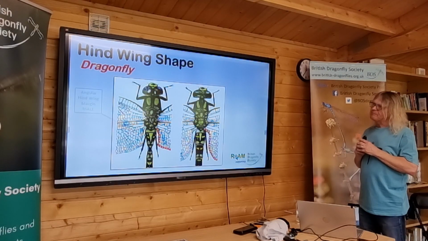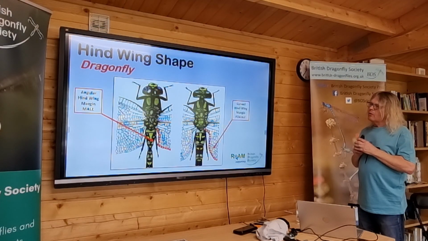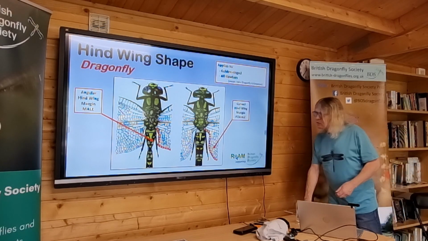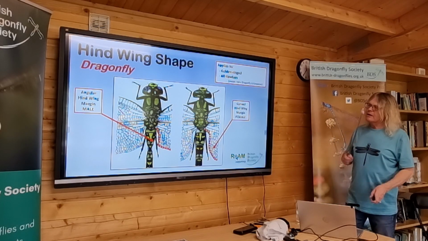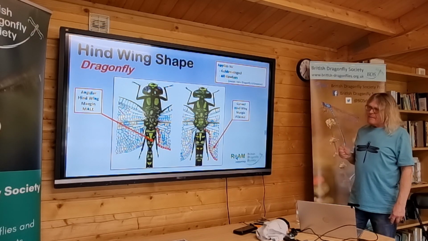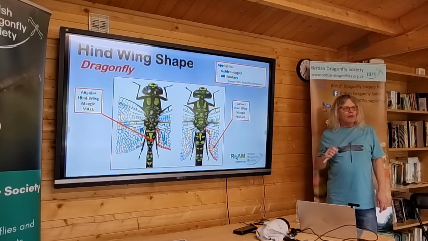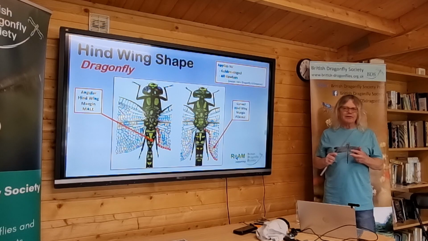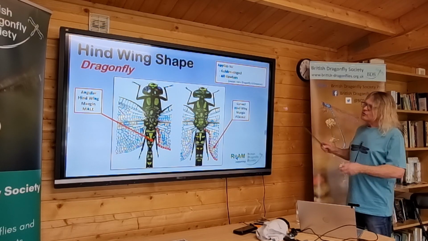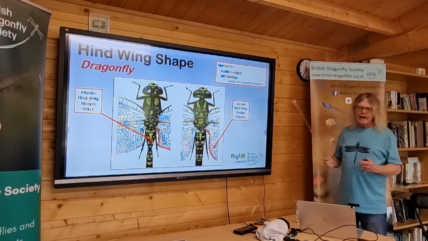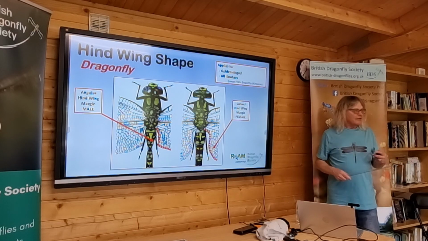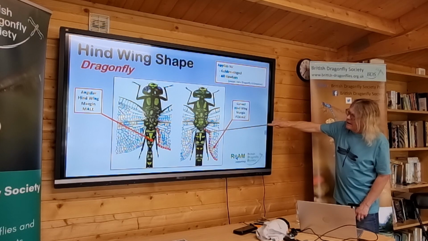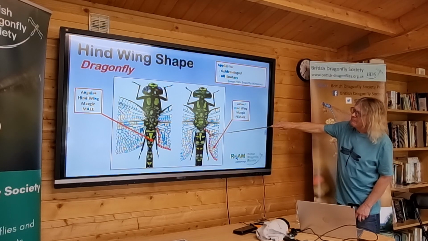Hind wing shape. Now, this is a good way to identify males and females as well, especially in the hawkers. Not the emperor, and not the hawker that's known as the hairy hawker. The hairy hawker doesn't do this, and the emperor doesn't. But all other dragonflies that are hawkers, be it the migrant hawker, the southern migrant hawker, have always got an angled hind wing margin.